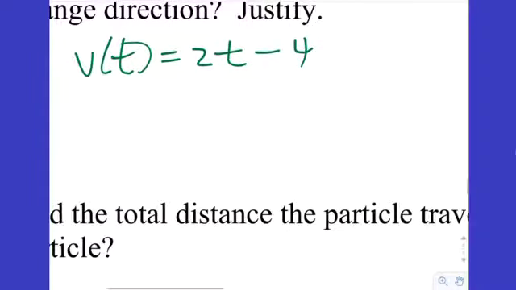I know that that's a graph of a line, yeah? And I know it's going to have one t-intercept, and it will change signs there. It's not going to bounce off the axis. So let's go ahead and find the t-intercept by setting it equal to 0.